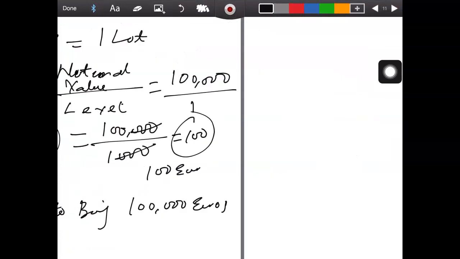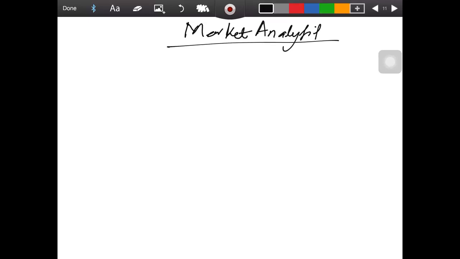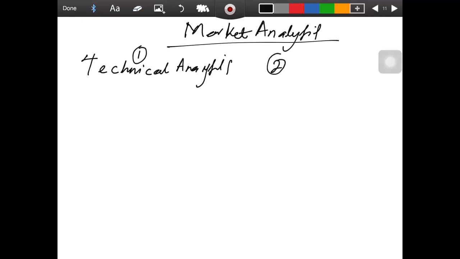All right, so let's break it down. Market analysis can be broken down into basically two types. You have technical analysis, that's one. Two is fundamental analysis.